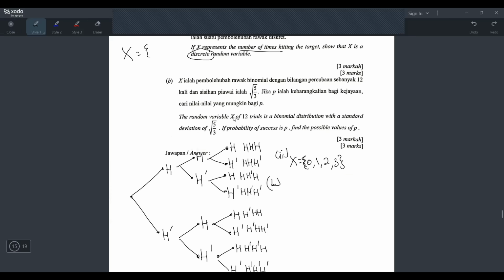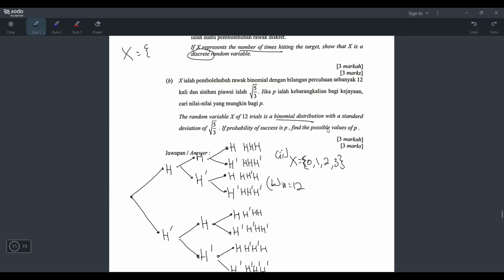B says the random variable x of 12 trials, so this is n equals 12, has a binomial distribution. The moment you see the word binomial, you should know you will use the binomial formula. How many formulas do you have in binomial distribution? You have 4 formulas. One formula is to find probability, and another 3 formulas are to find the mean, variance, and standard deviation: np, npq, and square root npq. And you will not be looking at the table for this question. The table, you only look at when it's a normal distribution.